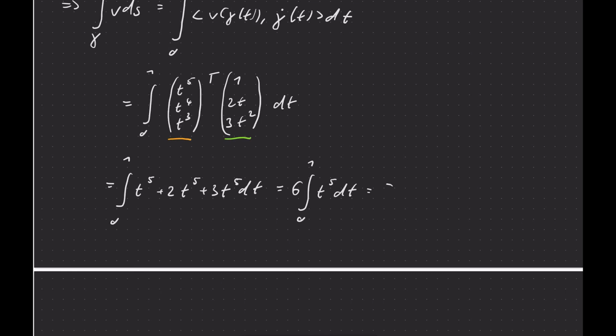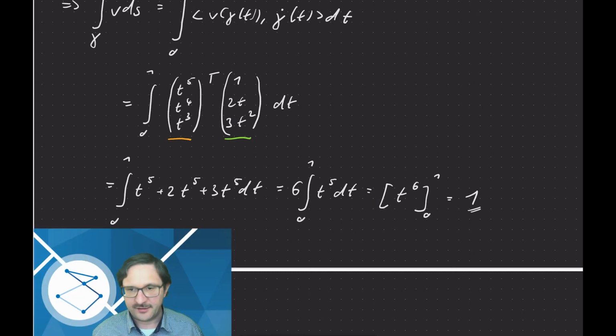And that is t to the power of 6, right? The integral is t to the power of 6 over 6 times this factor 6. So those factors cancel out, and we just get t to the power of 6 from 0 to 1, which is 1. So the value of that line integral over the vector field v along the curve gamma is simply 1.